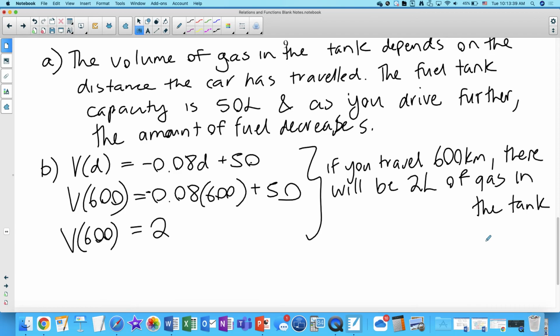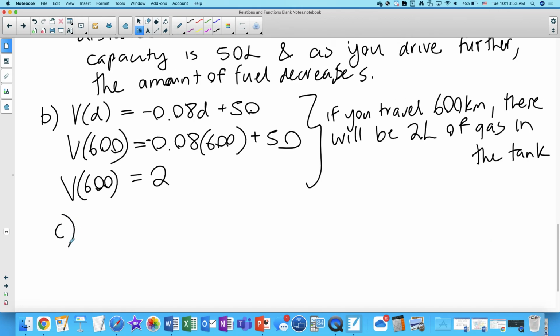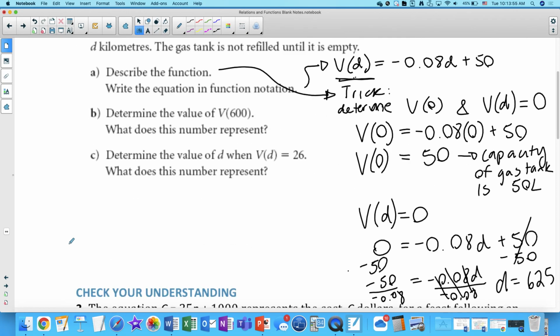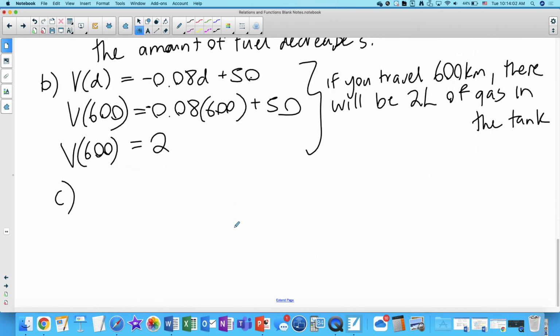So here we are asked, what are we asked? Determine the value of D when V of D equals 26, and what does this represent? So here we have V of D equals 26. We want to know what's the value of D. What are we going to do to figure that out? What should we do first?